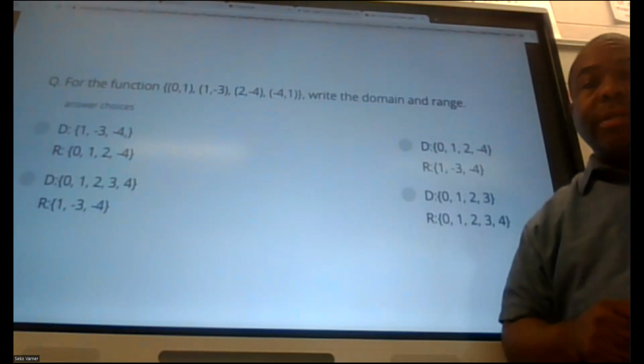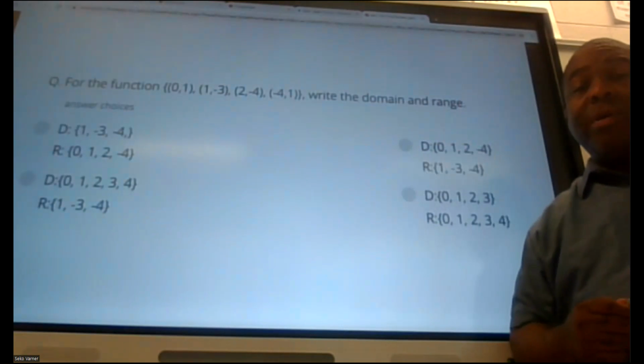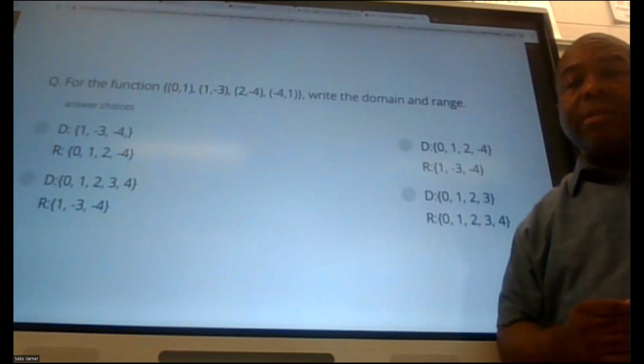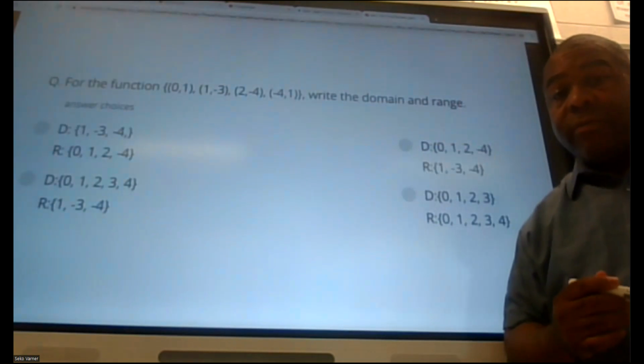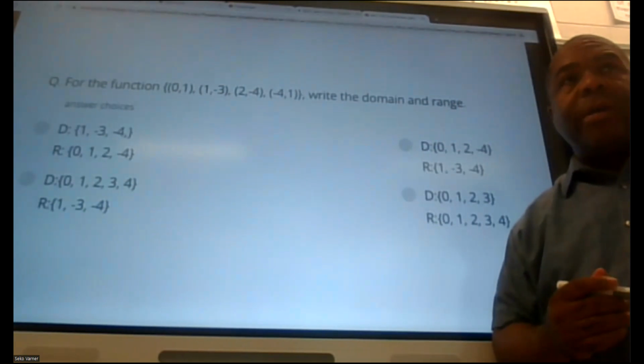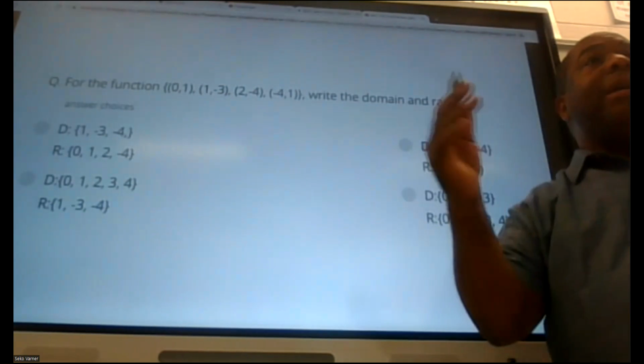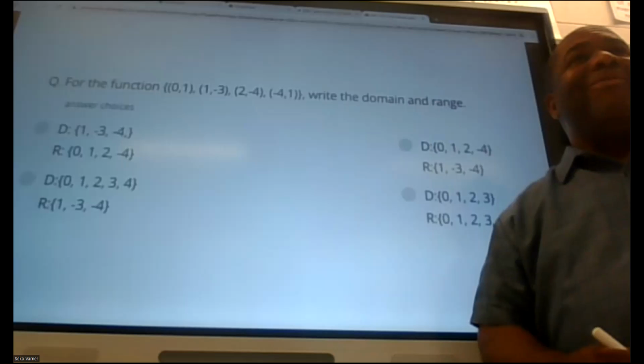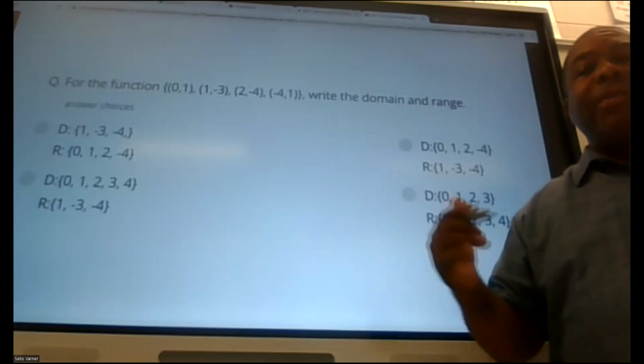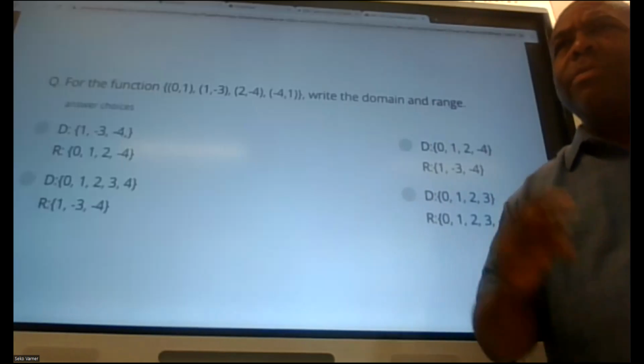Okay, so look, here's the question we're working on. For the function (0, 1), (1, -3), (2, -4), (-4, 1), write the domain and range. All right, so if you guys in the peanut gallery want to help, you can help out. How can I figure out what the domain and range is?